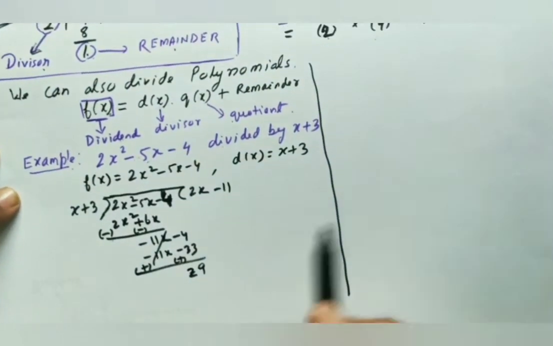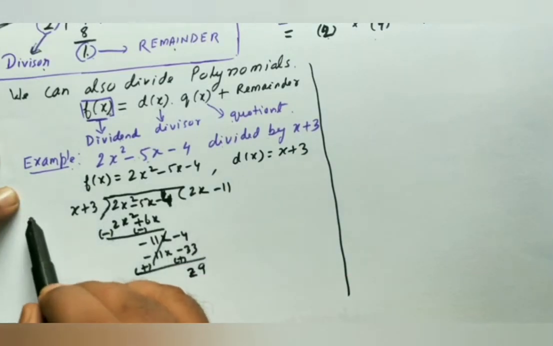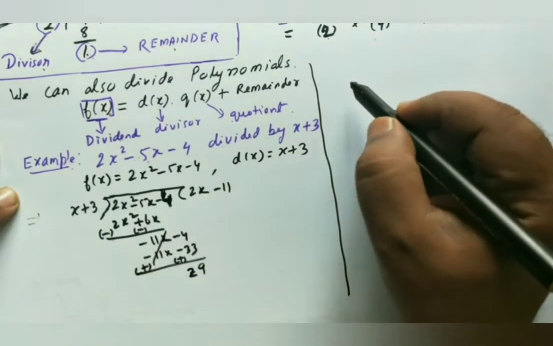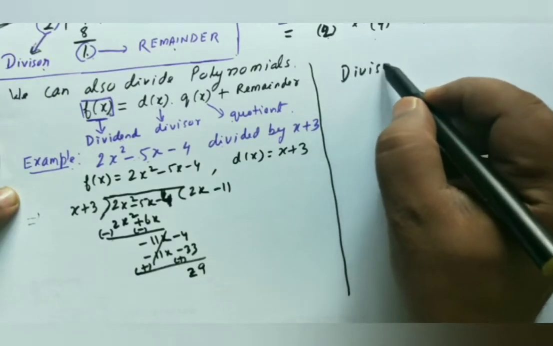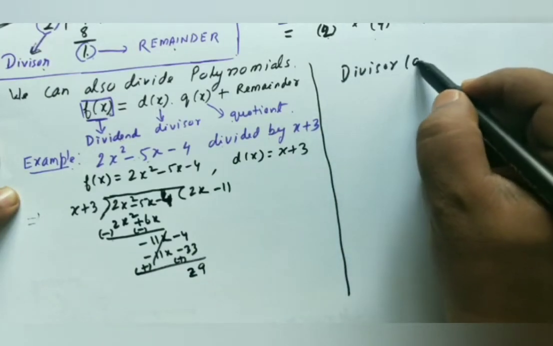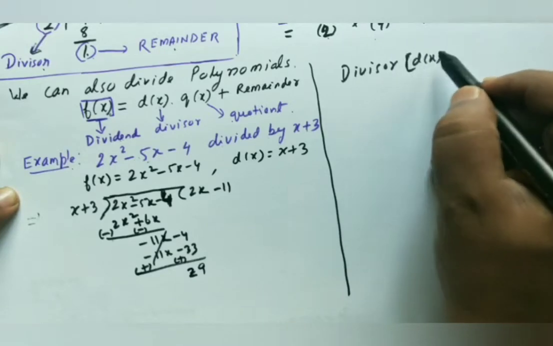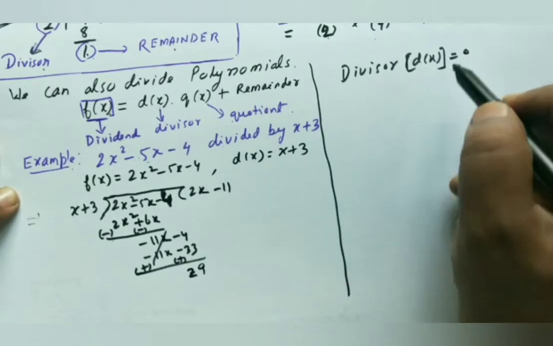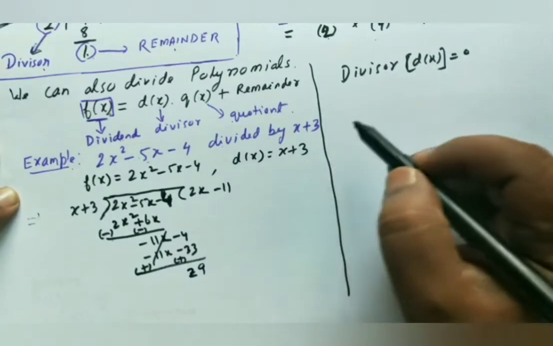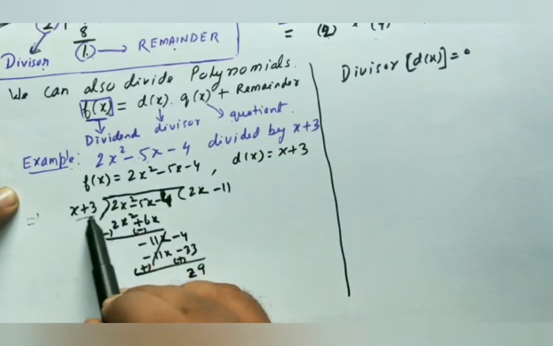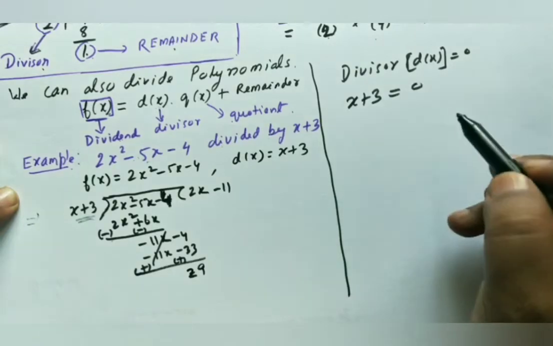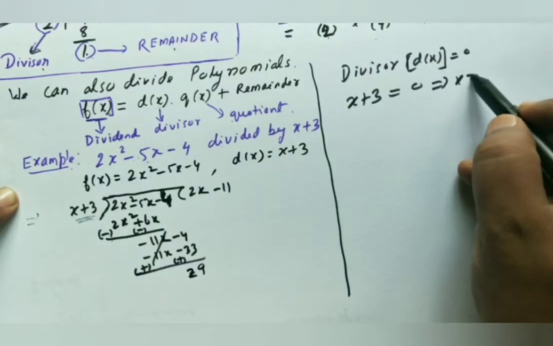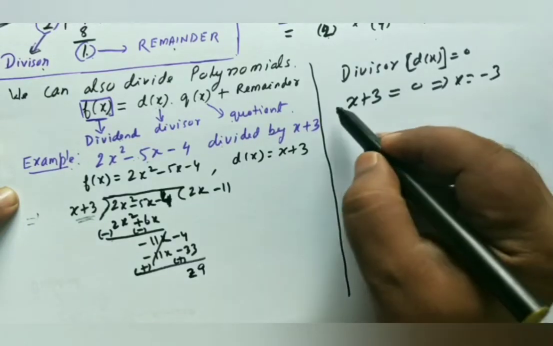Now what you are going to do is, instead of dividing this way, you will directly take the divisor, that is d(x), as 0. Here the divisor is x plus 3. x plus 3 is equal to 0. That is x is equal to minus 3.